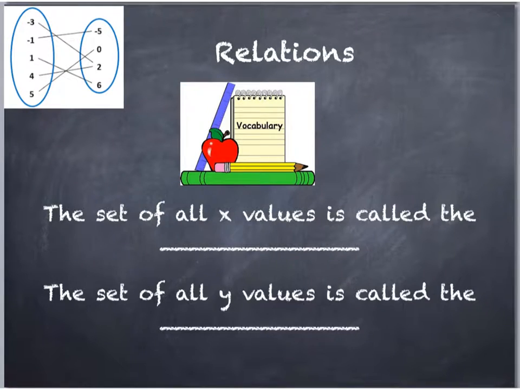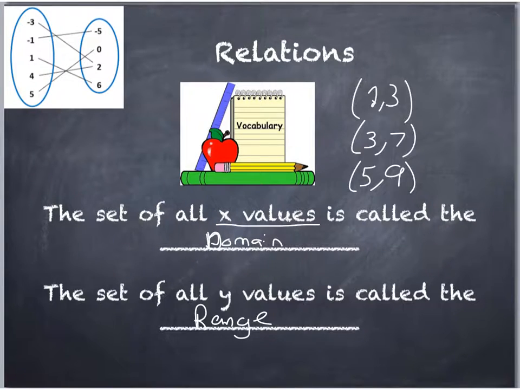Okay, while we're talking about relations, these words that I'm about to show you, you might have already heard of, but when we're talking about all the x values of a relation, we call that the domain. And when we're talking about all the y values of a relation, we call that the range. So let me write 3 or 4 points down. So the 3 ordered pairs that I just wrote down, the domain values would be 2, 3, and 5. Those are all the x values of those ordered pairs. That would be the x values of the relation, whereas the range would be 3, 7, and 9.